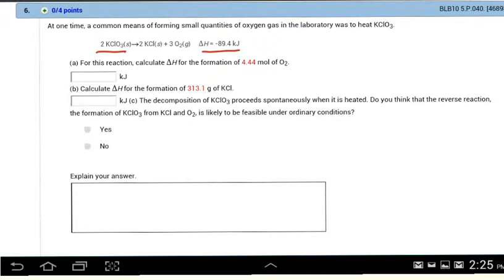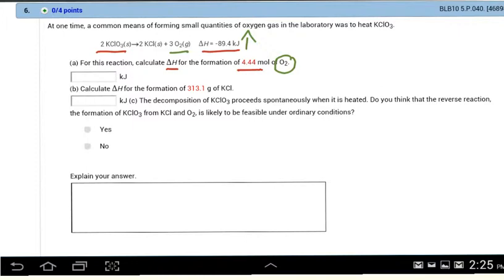So you'll notice in part A, for the reaction, calculate delta H for the formation of 4.4 moles of O2. Now you notice that they're focused on the oxygen here, and that's what's really important. In our reaction, we were making 3 moles of O2. If we're going to be making 4, then we should be getting more energy. To solve this problem, you really just need to use an energy conversion factor.